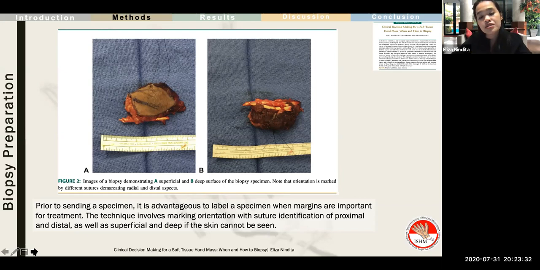Because this is a three-dimensional mass, don't forget to point out which areas are most important for the pathological examination. This image is the biopsy demonstrating that picture A is the superficial and B is the deep surface of the biopsy specimen. So don't forget to give the orientation, marked by different sutures demarcating the radial and distal aspects. And we have to mention that on the form that we need to fill in for the pathological examination.